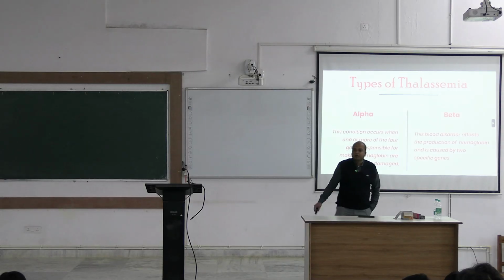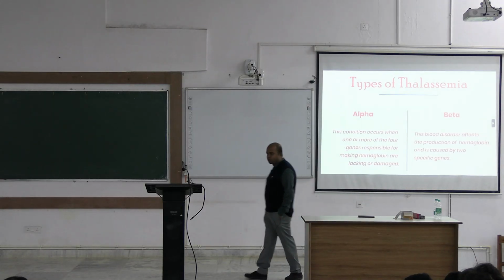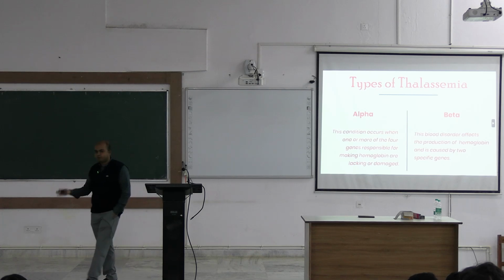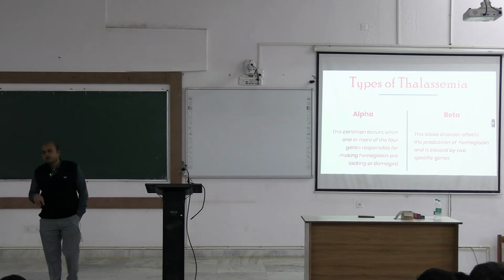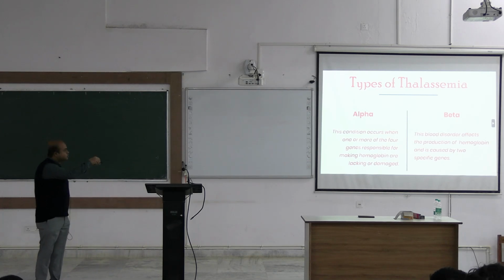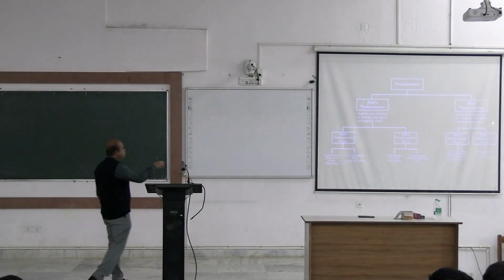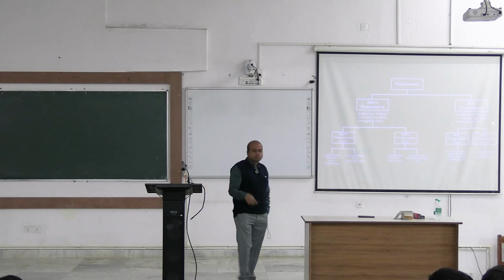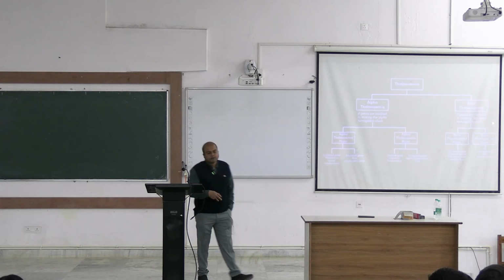But the gene number is 4 for alpha, which means 4 genes, and not all 4 will always be involved. If all 4 genes are involved, it will be more severe. It may be 1 or more of those 4. In the case of beta, it is caused by 2. So, this slide has become a bit hazy. If 1 or 2 of the 4 genes are involved, then it is minor.